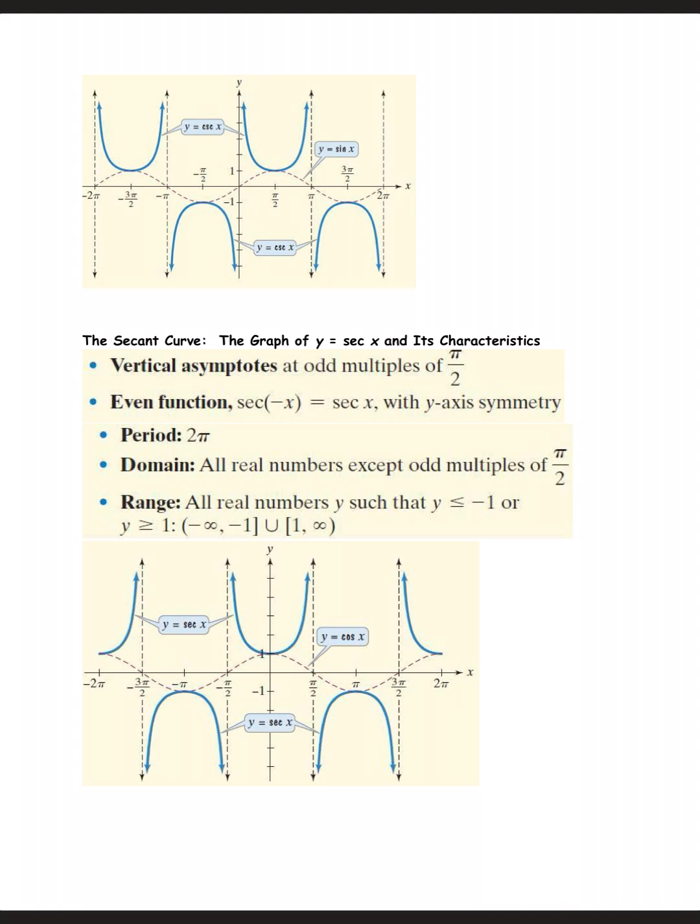For the secant, the vertical asymptote are at the odd multiples of pi over 2. Secant is an even function, so secant of negative x is equal to secant of x. The period is 2 pi. The domain of all real numbers except the odd multiples of pi over 2, and the range is all real numbers such that y is less than or equal to -1 or y is greater than or equal to 1.